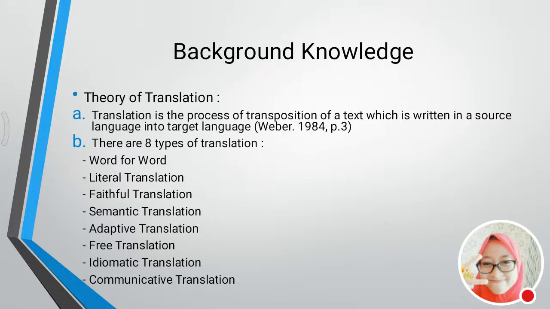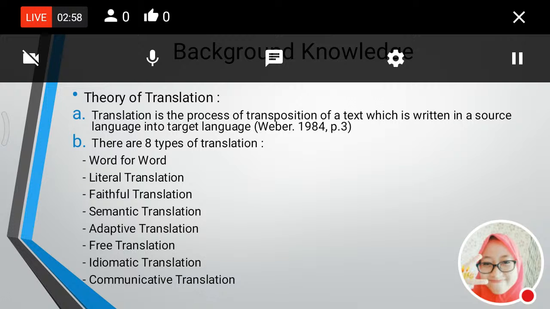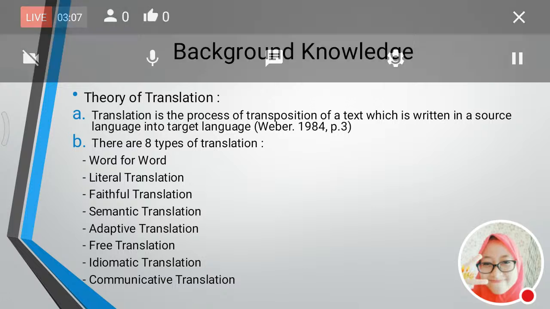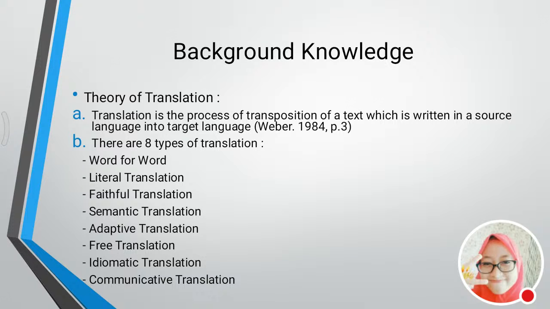And then, talking about translation itself. So what does translation mean? Translation is the process of transposition of a text which is written in a source language into a target language. So translation is an activity to transfer meaning from the source language into the target language. Many people would say that the term translation is similar to interpretation. By strict definition, translation refers to the written language, and interpretation refers to the oral or spoken language.